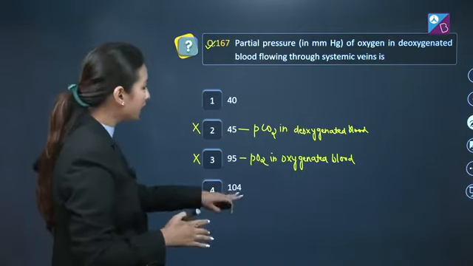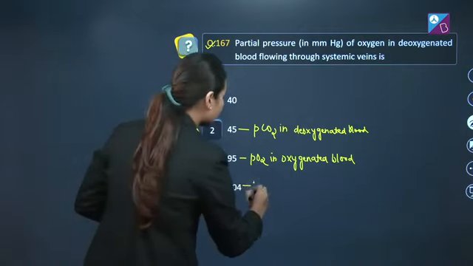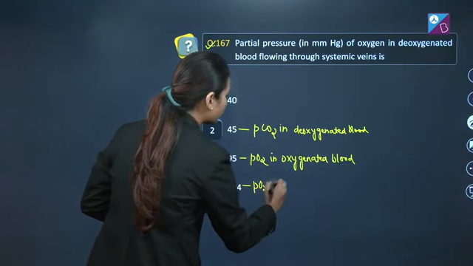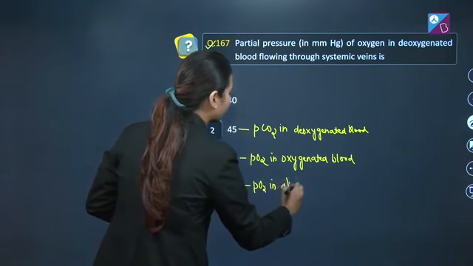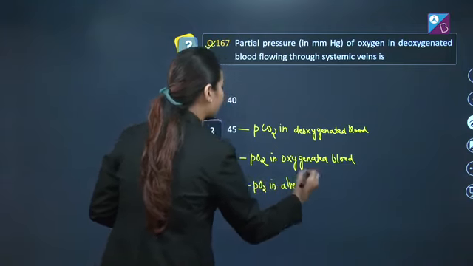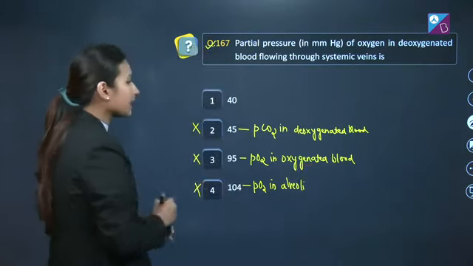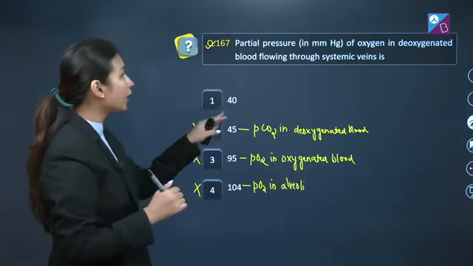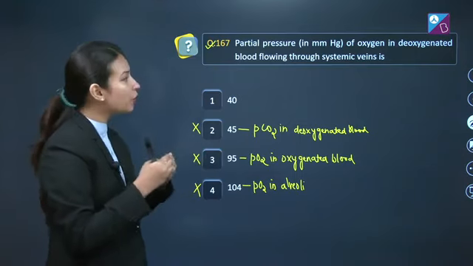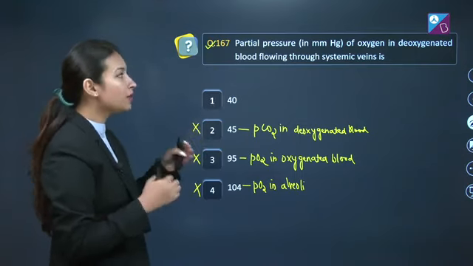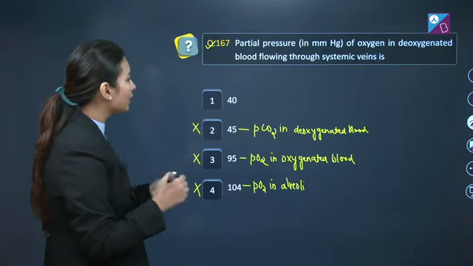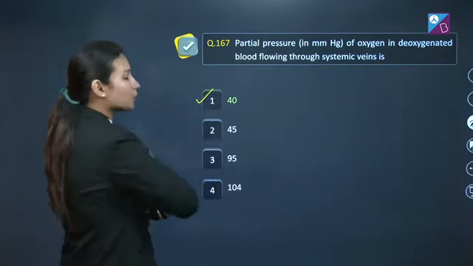Option number 4 here is 104, which represents value of PO2 in alveoli. So that's why option number 4 is incorrect, and our correct answer is 40, which represents the value of PO2 in deoxygenated blood flowing through systemic veins. So our correct answer is option number 1.